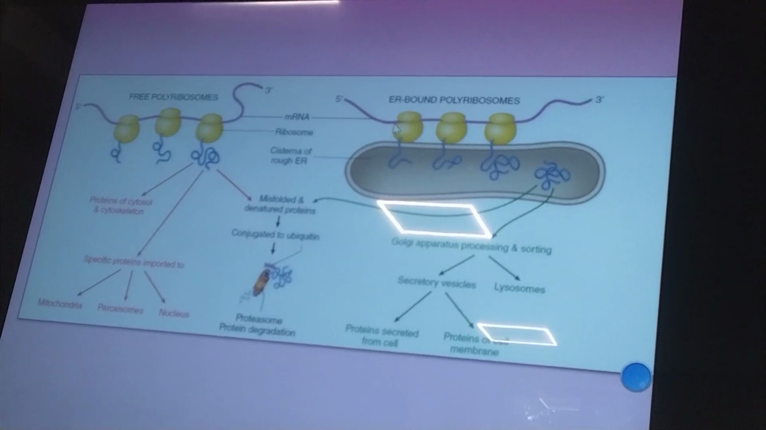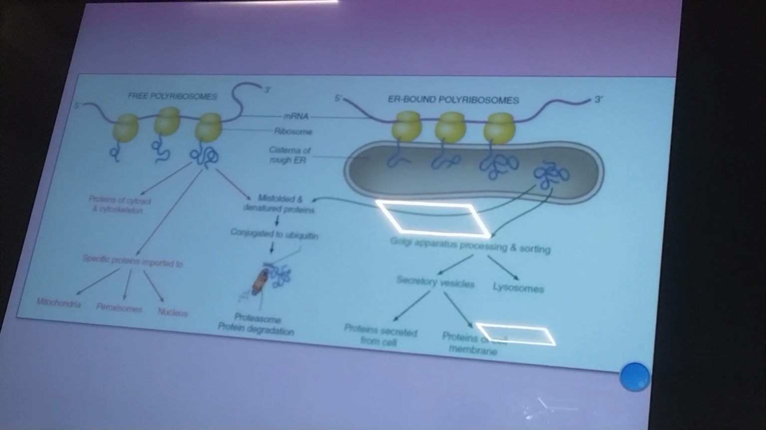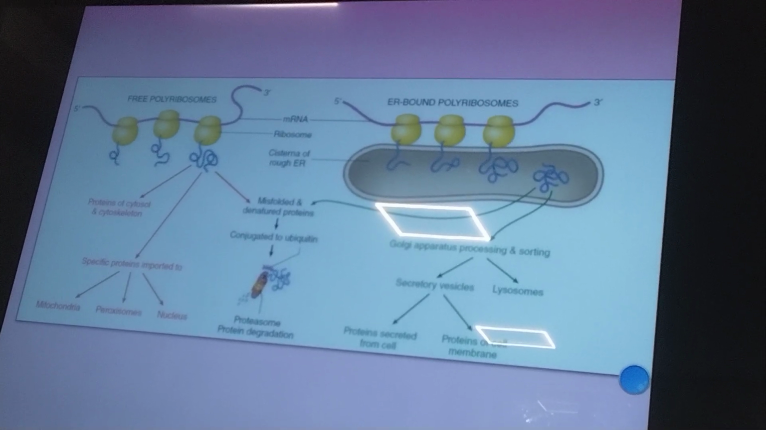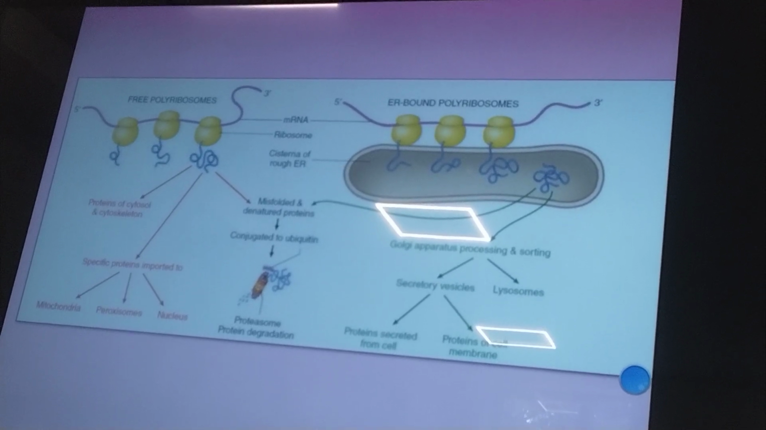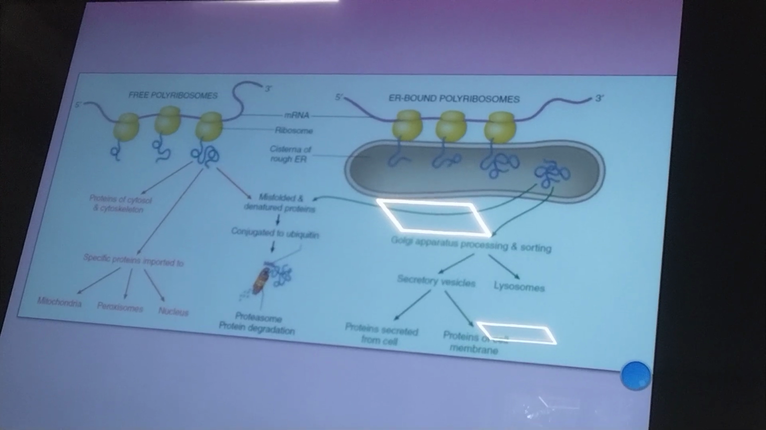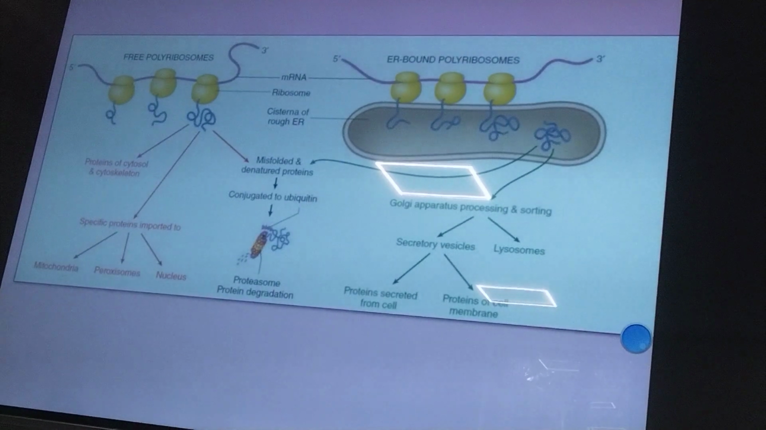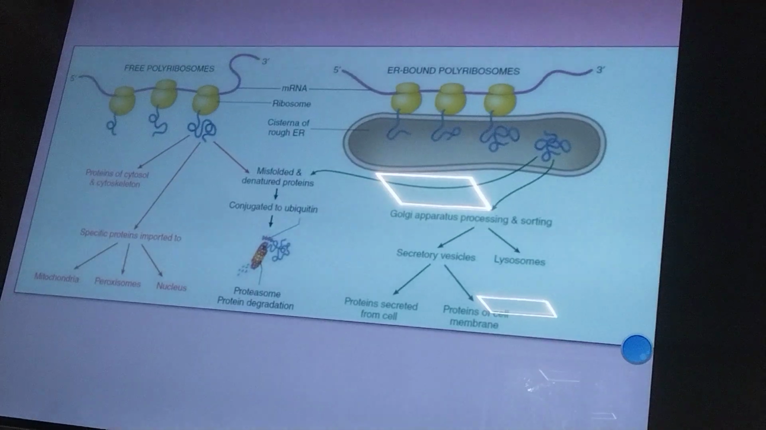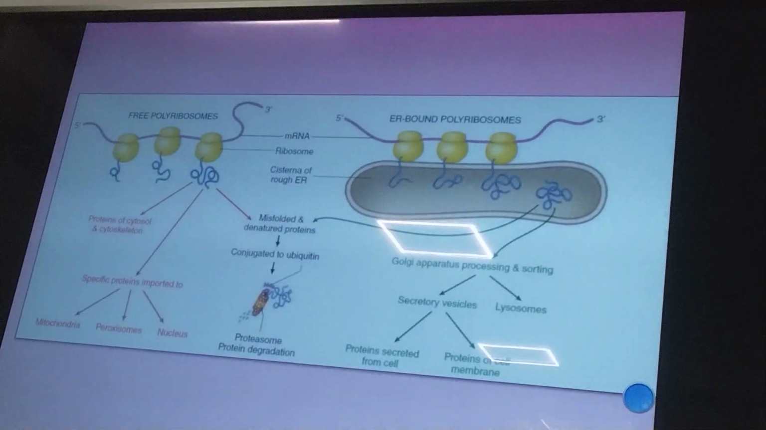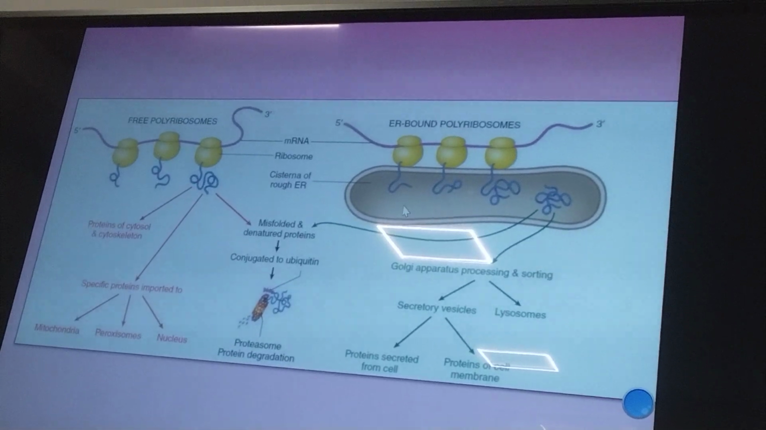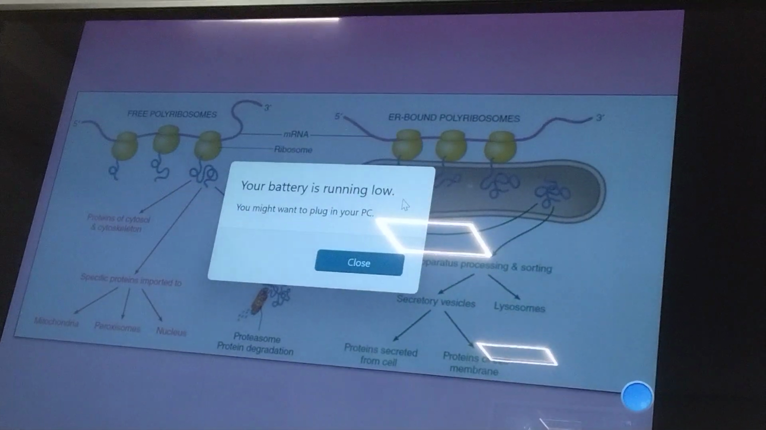What about the bound polyribosomes, which are present on the rough endoplasmic reticulum? They synthesize proteins for export, to release them outside the cell. Then those proteins go through the Golgi apparatus, they are modified, they are packed into vesicles, and then go outside the cell, or are used for plasma membrane proteins. Okay. The same happens here if misfolding or denaturation of protein occurs.